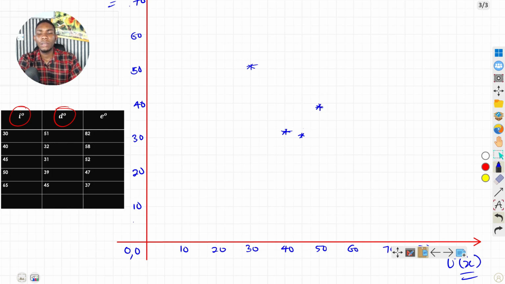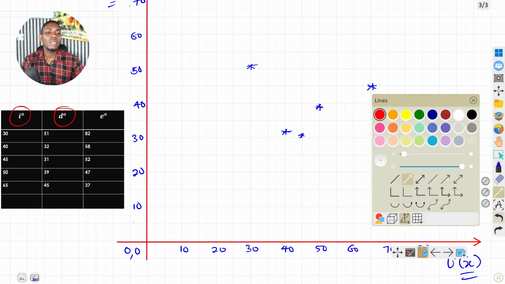I is 50. When d is 45, I is 65. D is 45. This is 45. I is 65. This is 65 here. Because okay, this is 60. So 65 will be somewhere around here. So 45 to 65. So this is the kind of graph you are going to have.